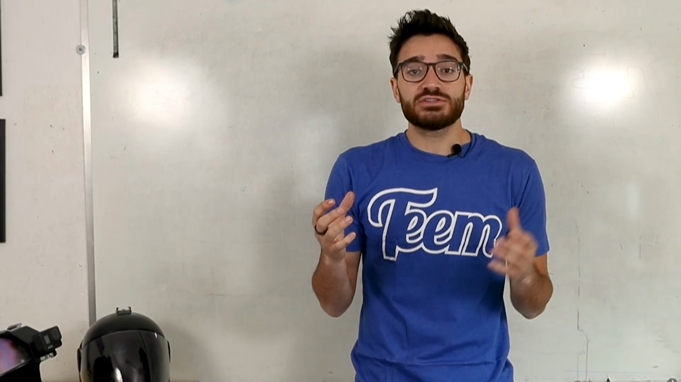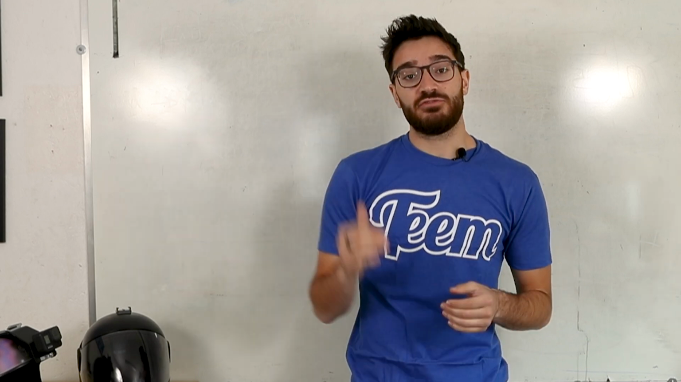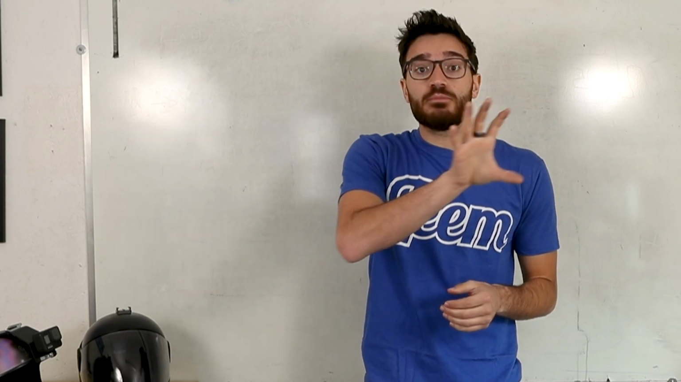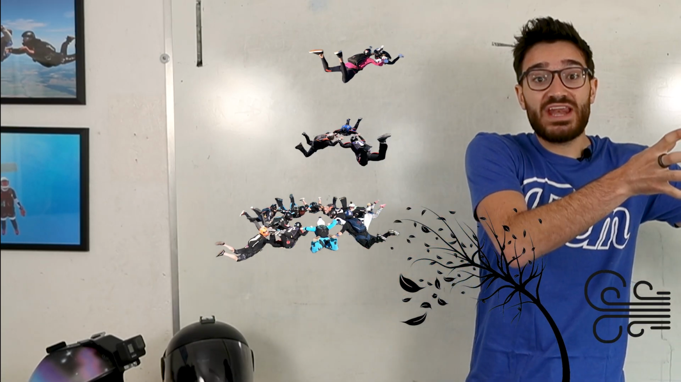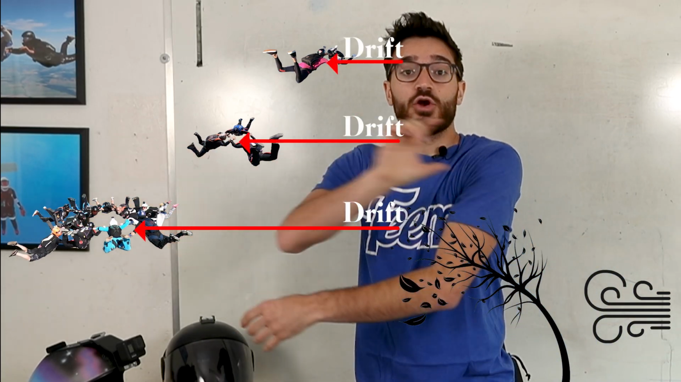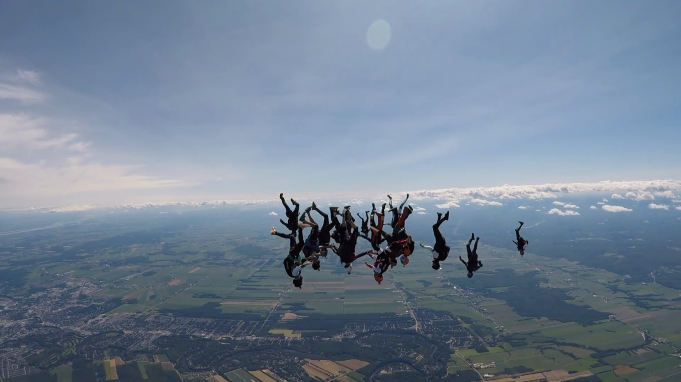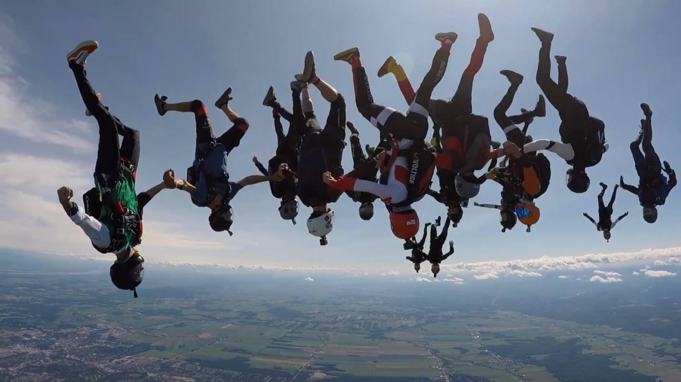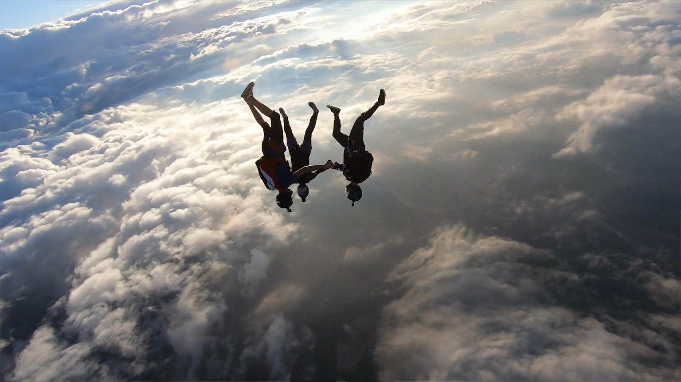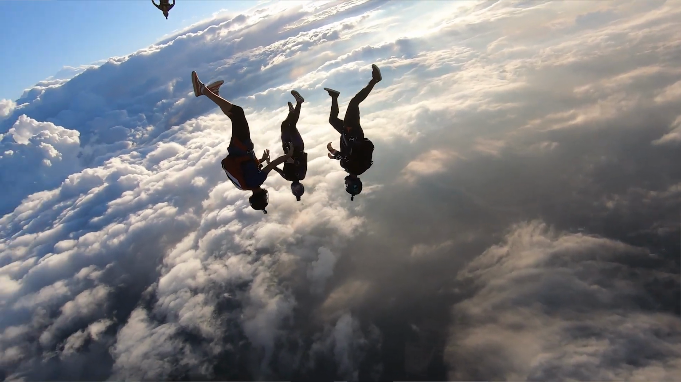Now, it's important to note that we have winds at free fall speeds, and those winds are gonna move us even if we're just falling straight down. And the bigger the group size, the more that wind is gonna push that group on a horizontal scale. So the bigger the group, the further they're gonna move horizontally. The smaller the group, the less they're gonna move horizontally.